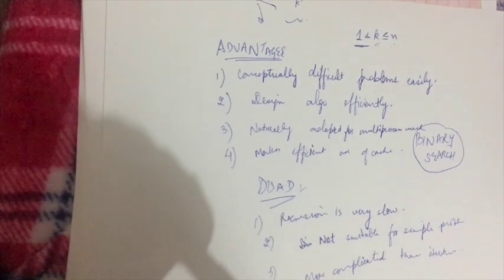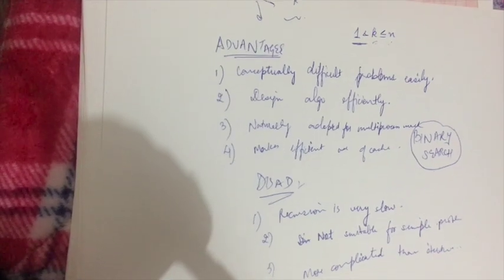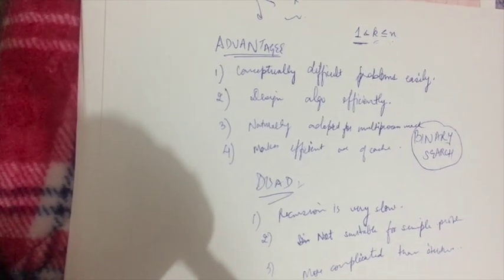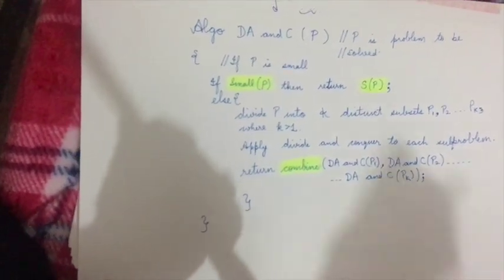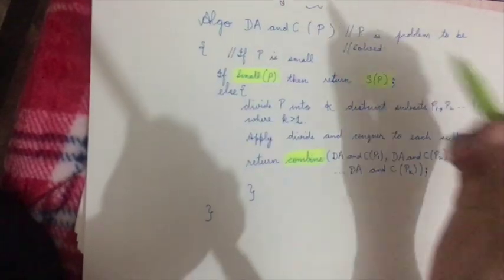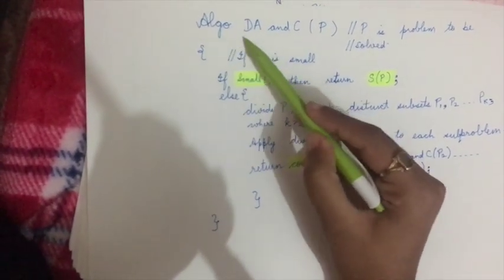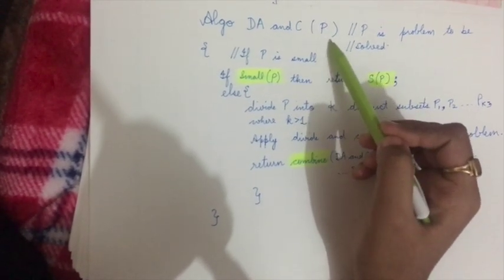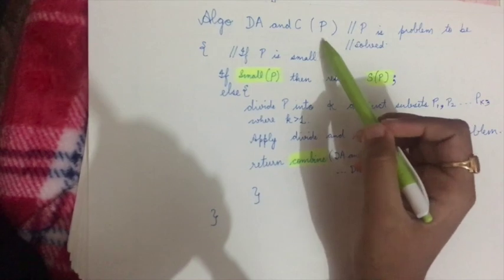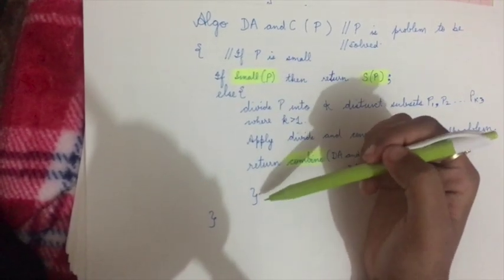Okay, so next, I hope this is clear. Now next we are going to discuss the algorithm for the divide and conquer technique. So the algorithm is: the basic syntax for writing the algorithm is the algo keyword, the name of the algorithm, in the bracket we write down the parameters, okay, and then bracket start and bracket close, and in between we write down the algorithm.